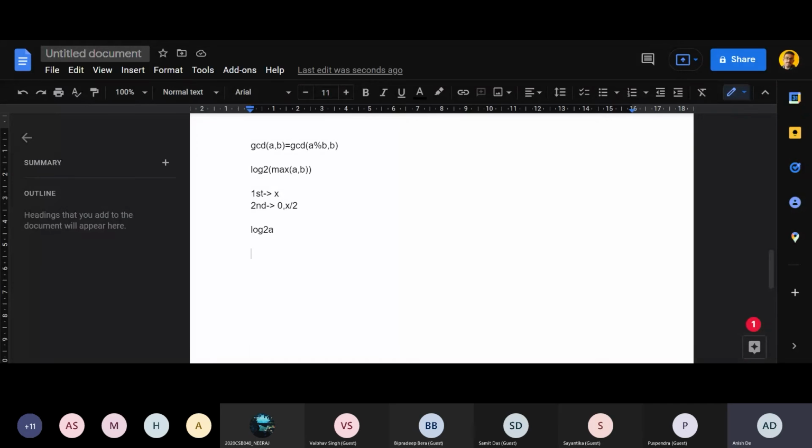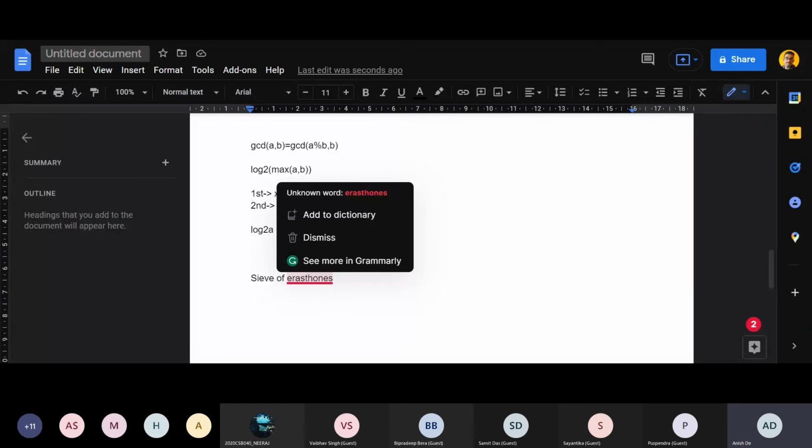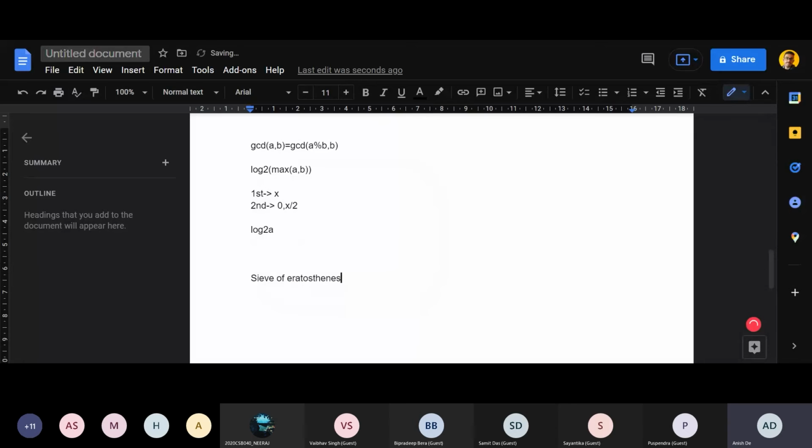Next we can go to the Sieve. It's the most common and most widely used algorithm in the number theory section. It is the Sieve of Eratosthenes. I don't remember the spelling exactly. Let me see. Okay, this is the right spelling.